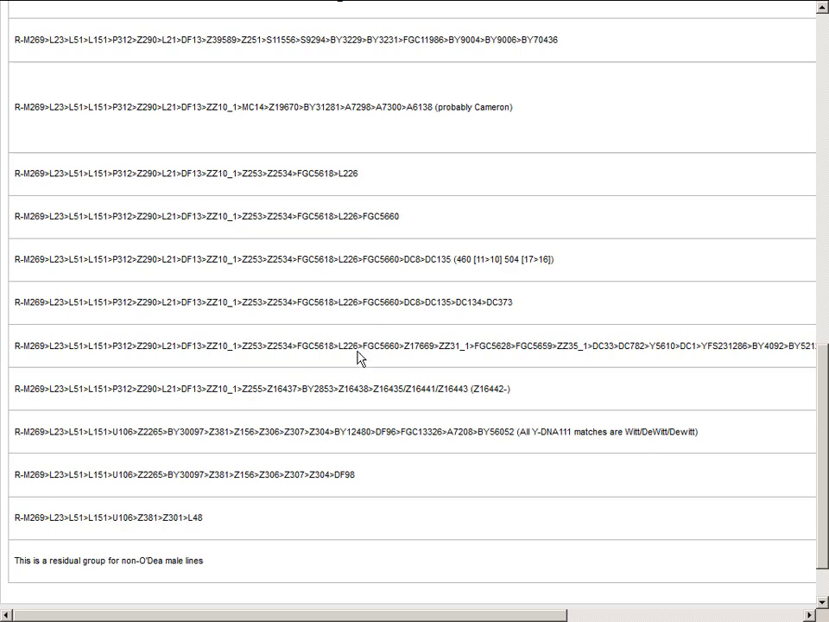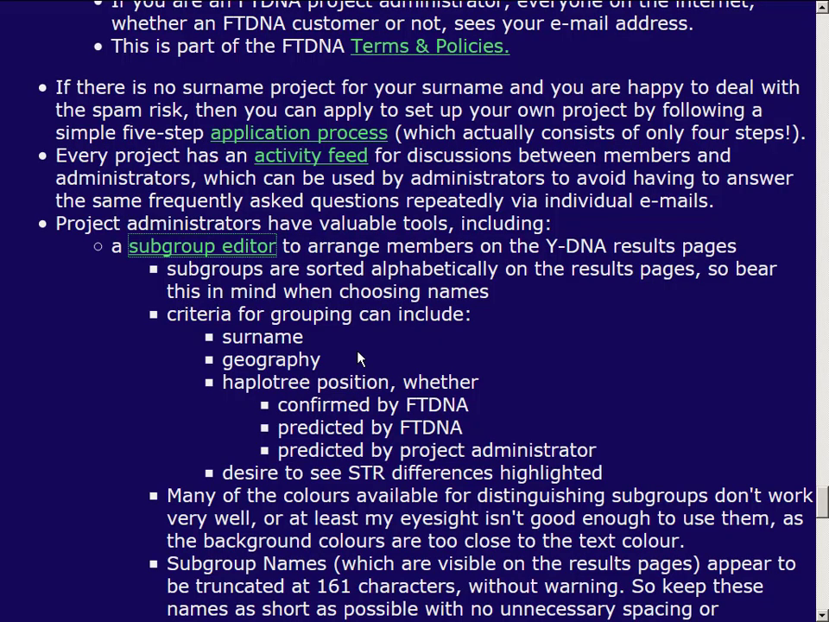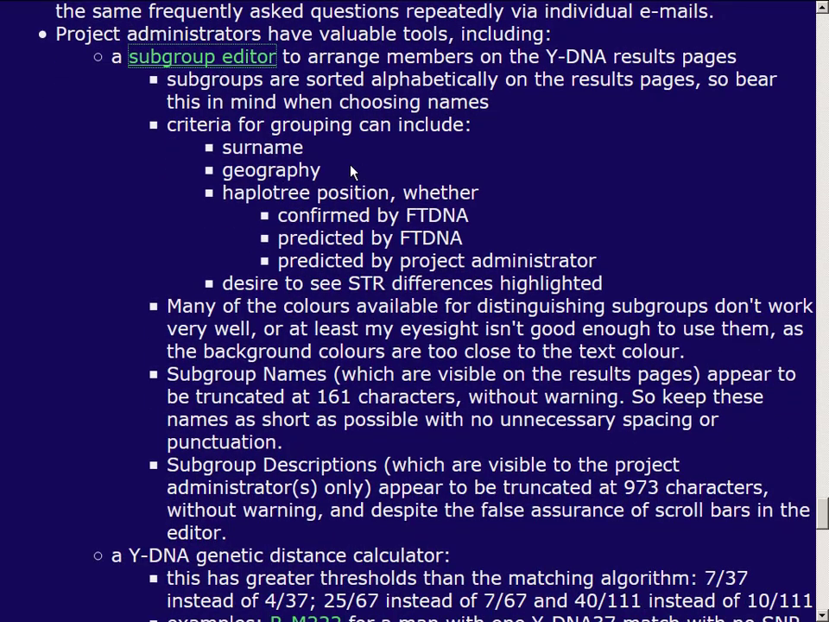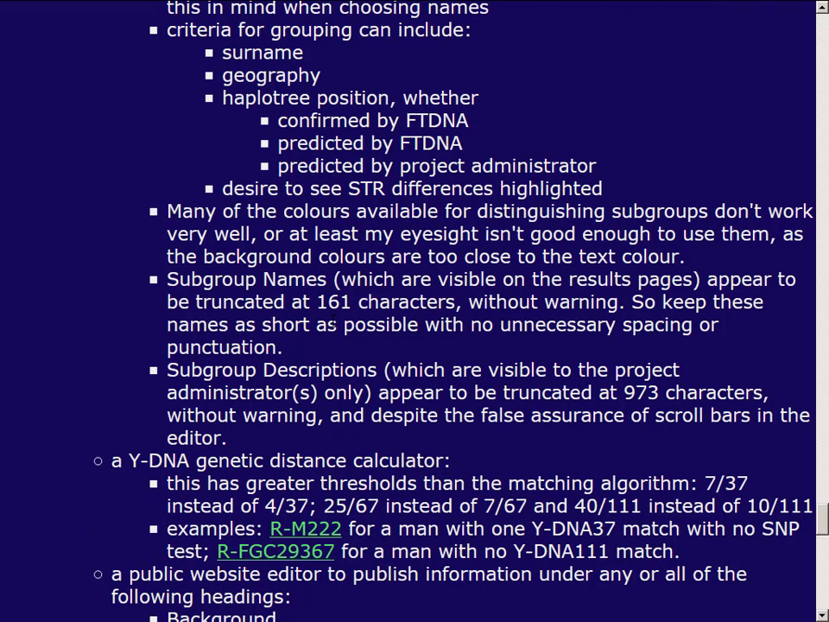There are different styles of doing it. Some people don't do any subgrouping. Some people, I think, need their hands held to show how to do it. You can use surname, geography, haplotree, precision. You can put people with different terminal SNPs together if they're from close branches on the haplotree. You can choose your own color scheme. Be careful not to play around with the colors, because people like me with bad eyesight can't read them if you use too many different colors.